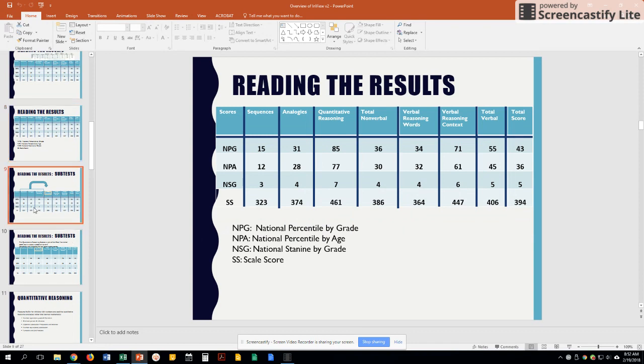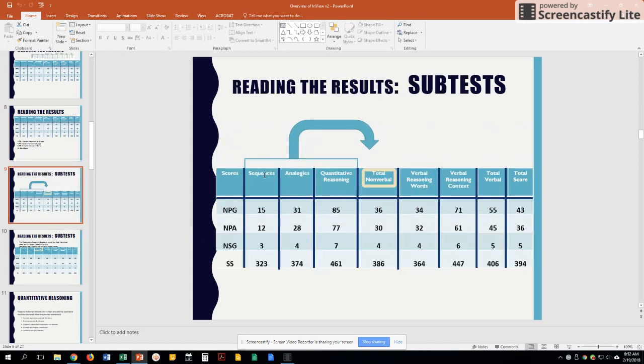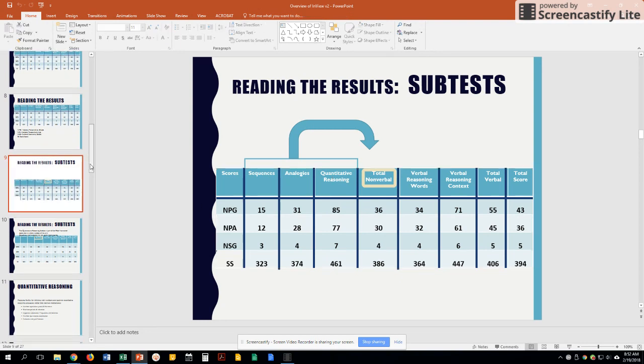So, as I said, when you were looking at the parts that go together that create your total nonverbal, your 2 true subtests are your sequences and analogies. Quantitative reasoning, while it's part of the total nonverbal, it's not a true subtest. It can be used as a standalone score, whereas sequences and analogies as subtests are not standalone in terms of needs determination for gifted services.